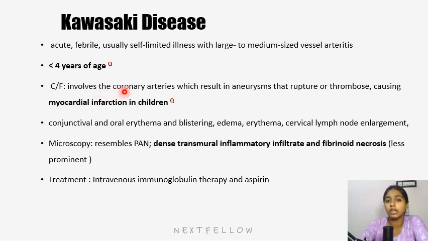And clinical features: it involves the coronary artery, which results in aneurysm that can rupture or thrombose, and it also causes MI in children. Conjunctival as well as oral erythema can also be seen in the affected children along with edema and cervical lymph node enlargement. So the microscopic finding will resemble PAN, that is polyarteritis nodosa. There will be a dense transmural inflammatory infiltrate along with fibrinoid necrosis. So usually this Kawasaki disease is mainly caused by anti-endothelial cell antibody, and they are treated with intravenous immunoglobulin therapy as well as aspirin.